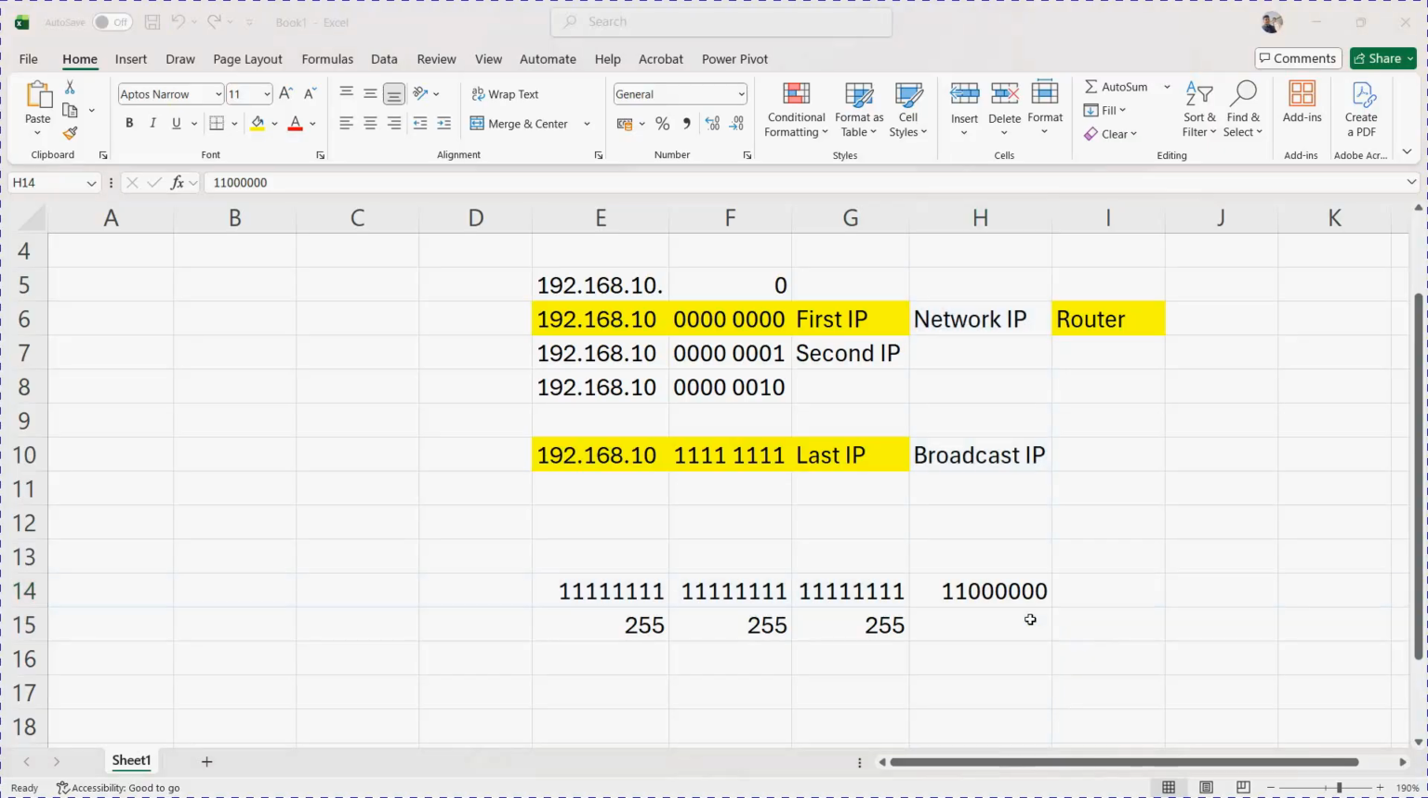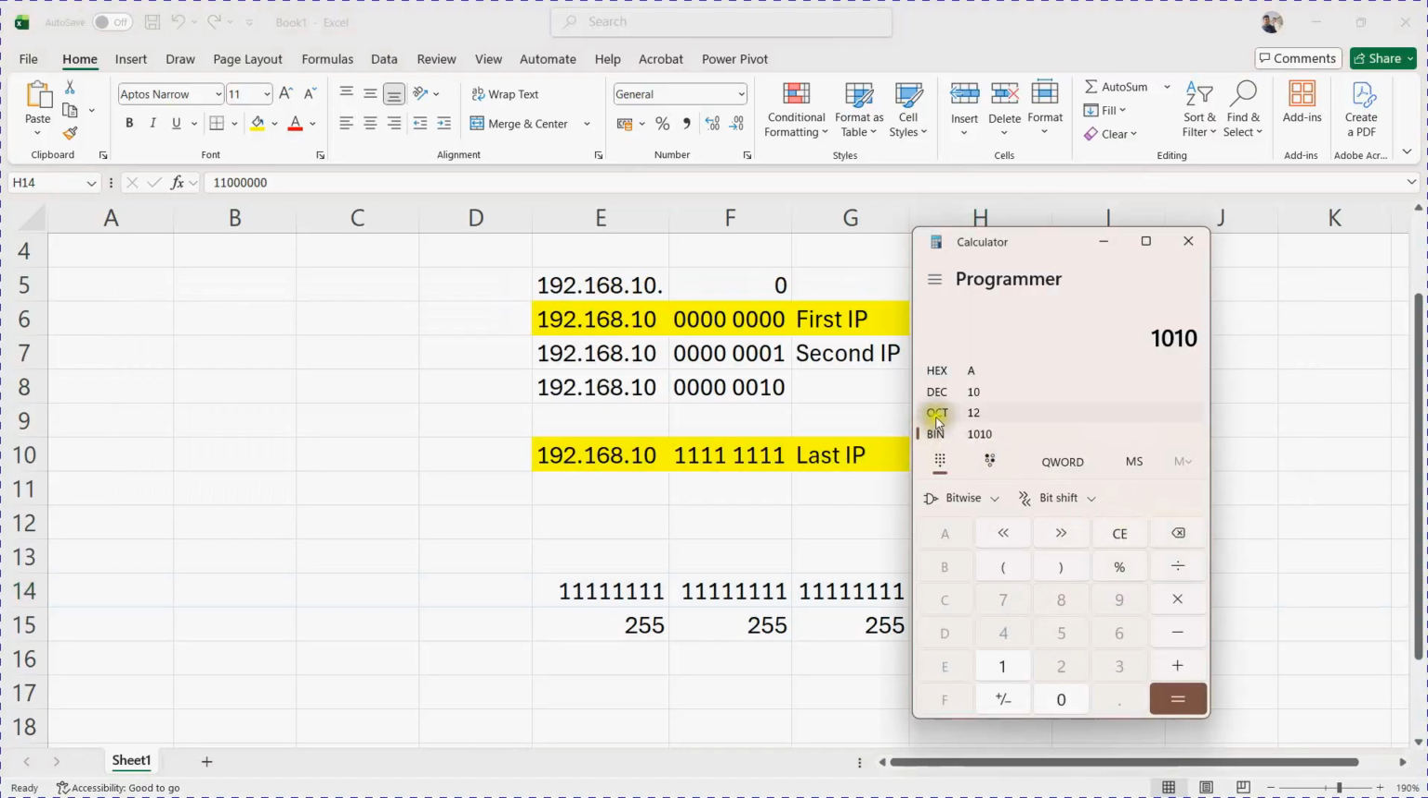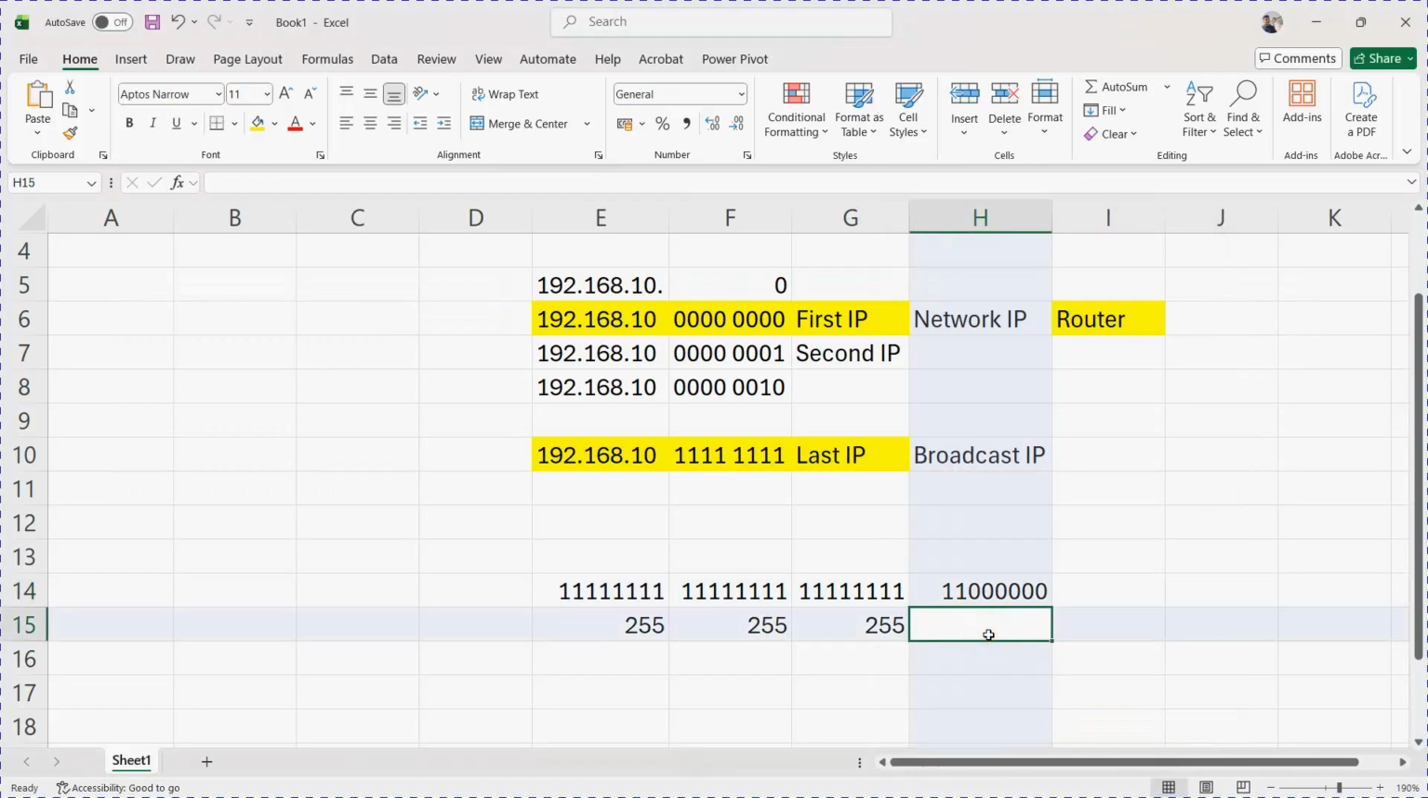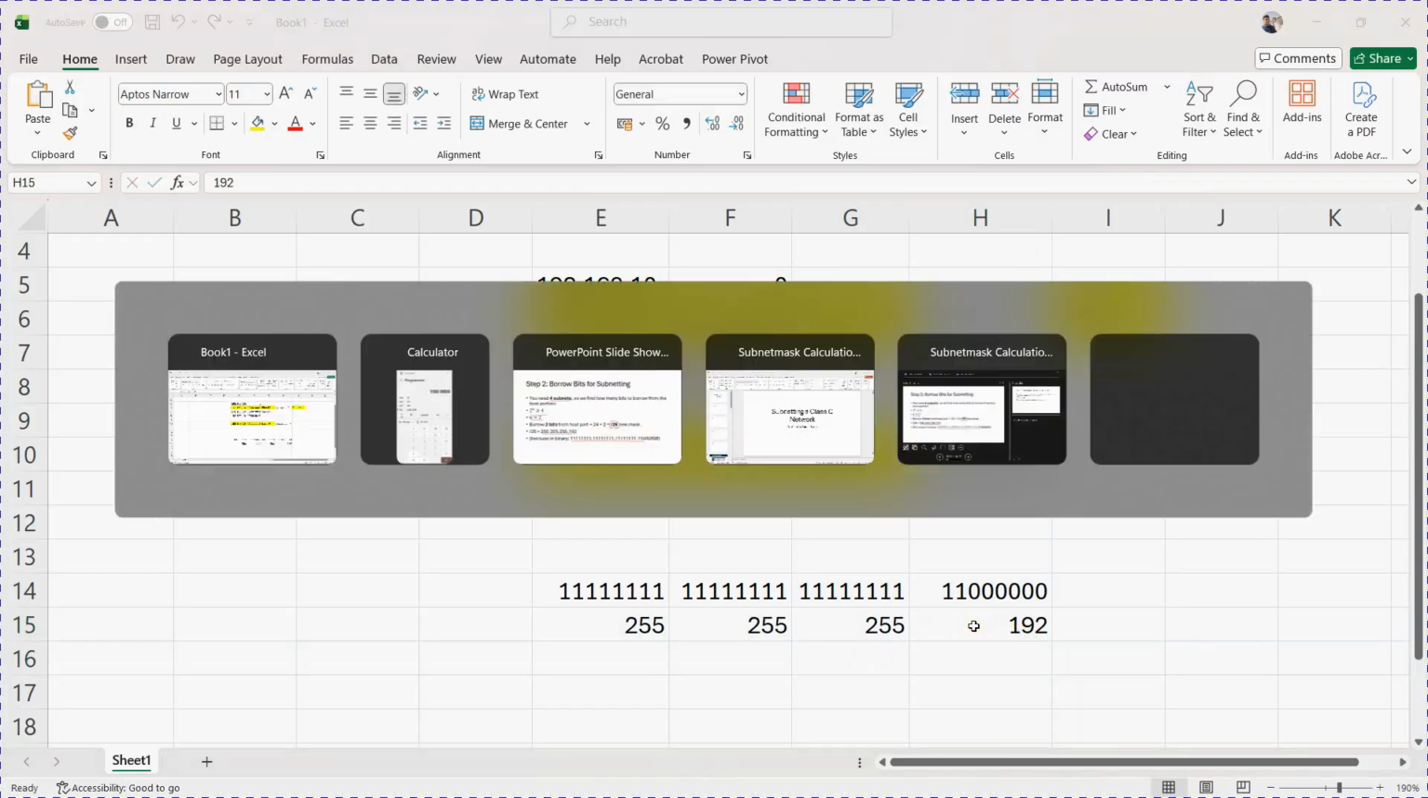So go to the calculator, go to the binary section. 1 1, then the rest, 1 2 3 4 5 6 7 8. So what is the number? 192. So this is your subnet mask.